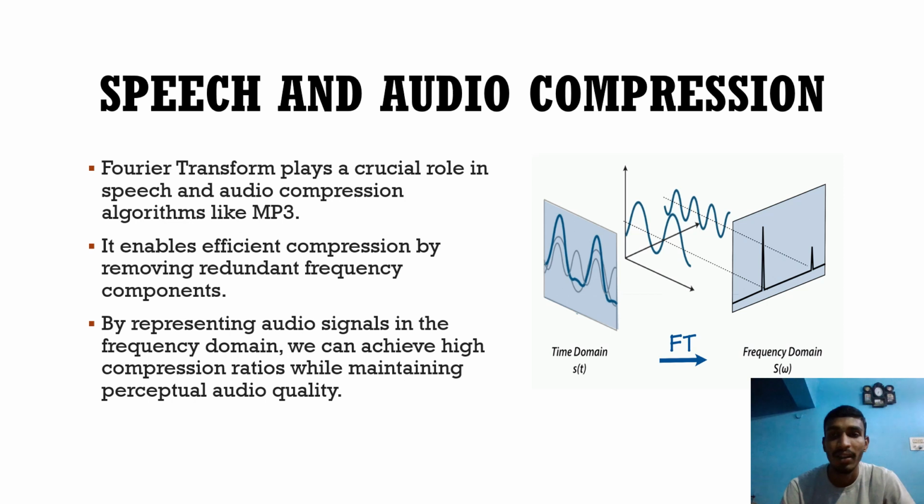Speech and audio compression. Fourier transform plays a crucial role in speech and audio compression algorithms like MP3. It enables efficient compression by removing redundant frequency components. By representing audio signals in the frequency domain, we can achieve high compression ratios while maintaining perceptual audio quality. This is the pictorial representation of speech and audio compression, where the time domain signal s(t) undergoes Fourier transform and gives the output signal in the frequency domain.